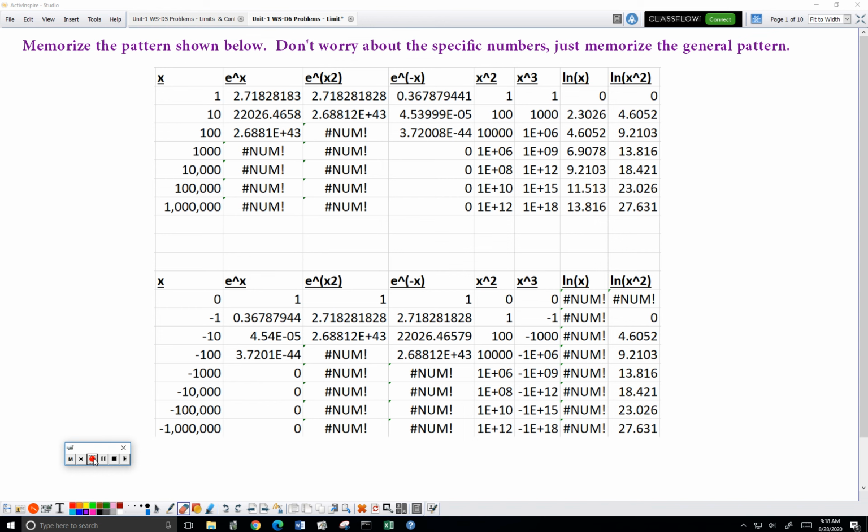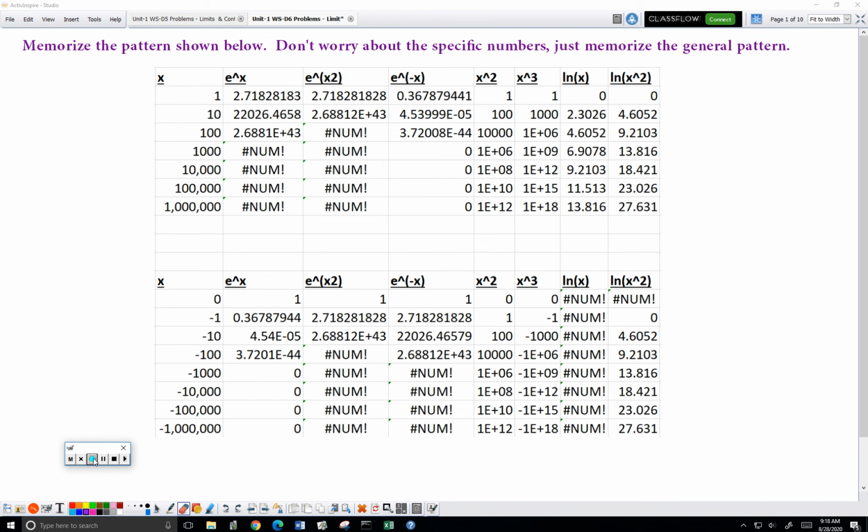Okay, look. The idea is really simple. Here I have x growing towards infinity. Here I have values of x that are growing towards negative infinity. Do you see that?